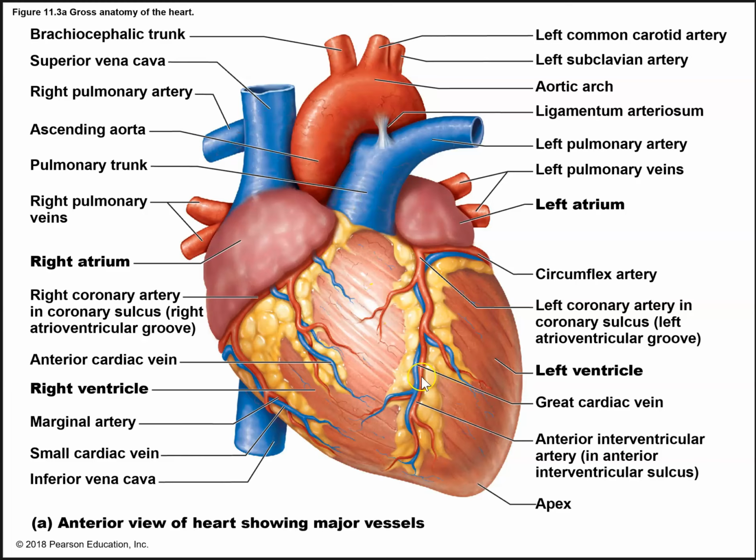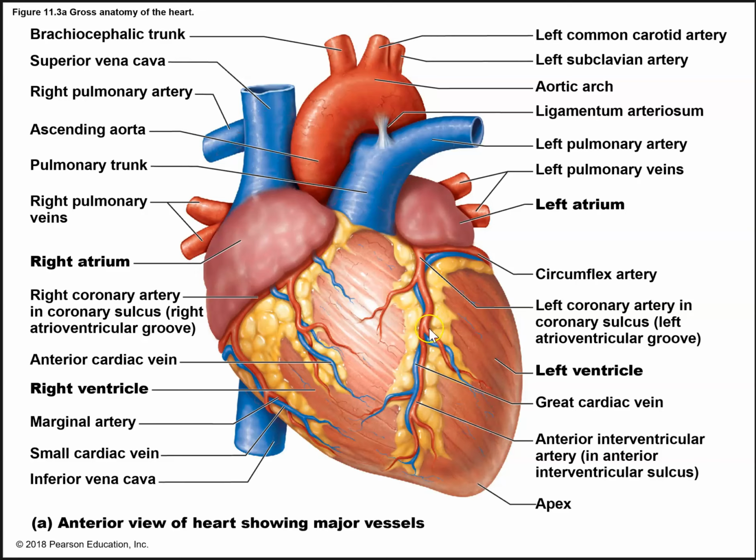The left coronary artery distributes blood to the left side of the heart, and it begins as a circumflex artery. So the circumflex artery emerges right in the front, and it wraps around the heart and carries more blood towards the back. And it branches off into the left coronary artery in the coronary sulcus, which is a groove which is filled with fat.